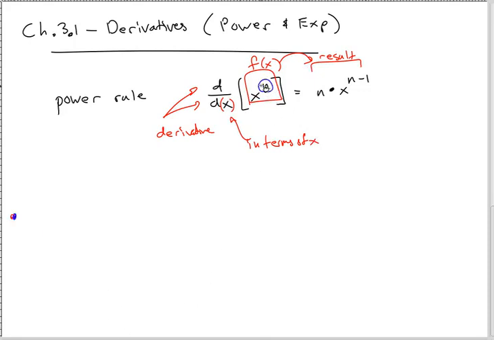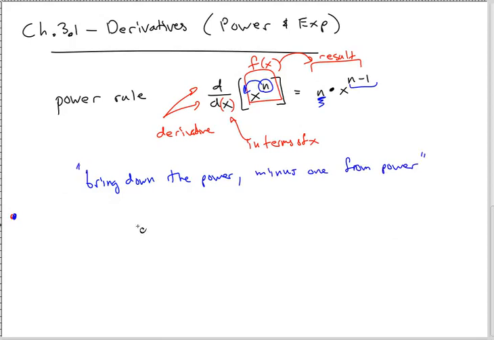We're going to take this n power and move it down to the front. And then you subtract 1 from the power. So here's some English, I guess you could say: bring down the power and then minus 1 from the power. There you go. And I'll be saying that a lot today because that's what we're going to be doing today. This works for a lot of basic polynomial stuff. So let's do some examples of what's going on here.